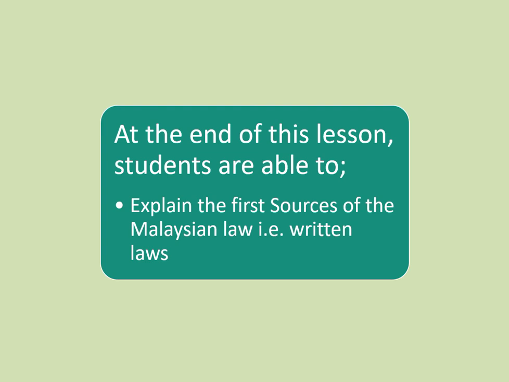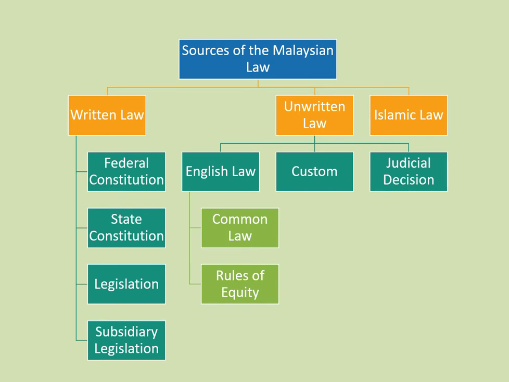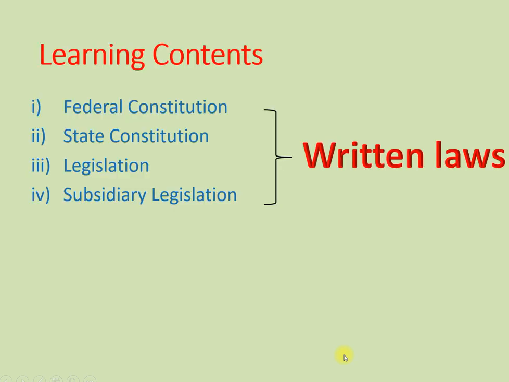So this is, as usual, the learning outcome of this lecture. At the end of these lessons, we hope that students are able to explain the first source of Malaysian law, i.e. the written law. This week's lecture, we are going to touch only on one of the sources of Malaysian law, that is the written law. The written laws are, firstly, the federal constitution, secondly, state constitutions, the third one is legislations, and the last is subsidiary legislation. These four types of written laws are what you have to focus on during this week's lecture.